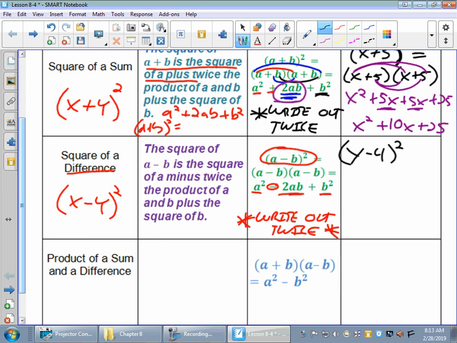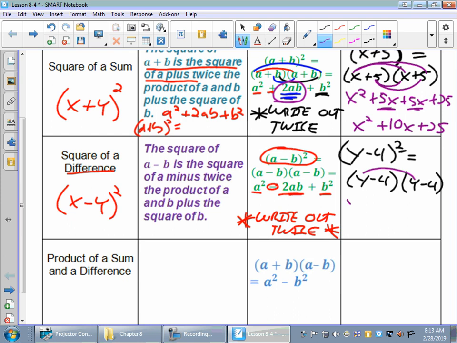That's our rule we want to do, because this square tells us it's going to be this quantity, y minus 4, times itself again, y minus 4 times y minus 4. That way, if you want to jump right to the shortcut, you can. You know it's going to be very similar to the first one. It's going to be a minus sign in the middle instead of a plus. But we can always FOIL it.